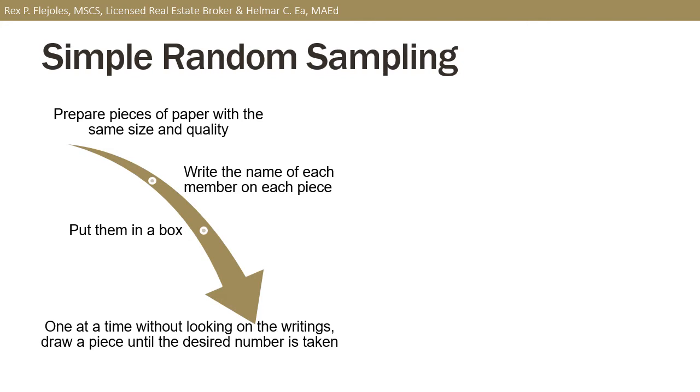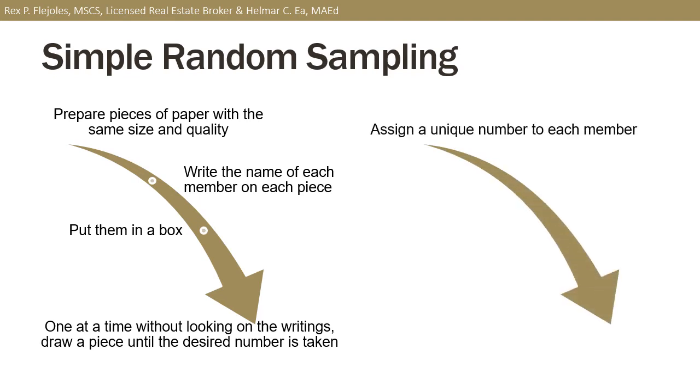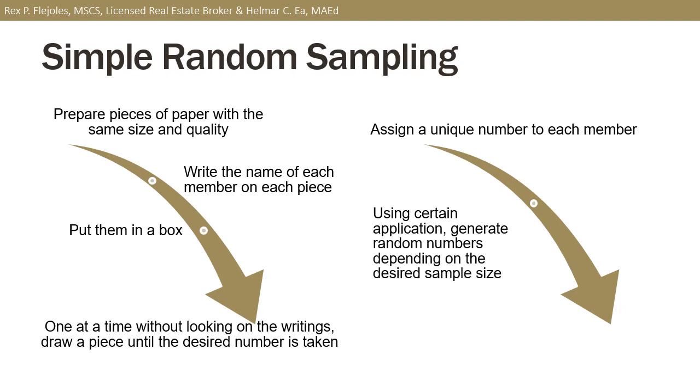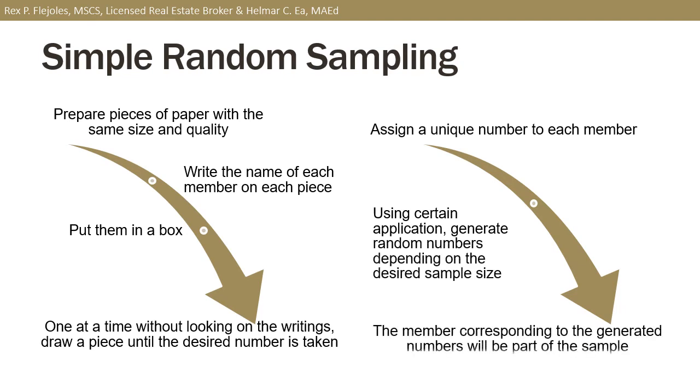Alternatively, the following steps may be done. First, assign a unique number to each member. Second, using certain application, generate random numbers depending on the desired sample size. And third, the member corresponding to the generated numbers will be part of the sample.